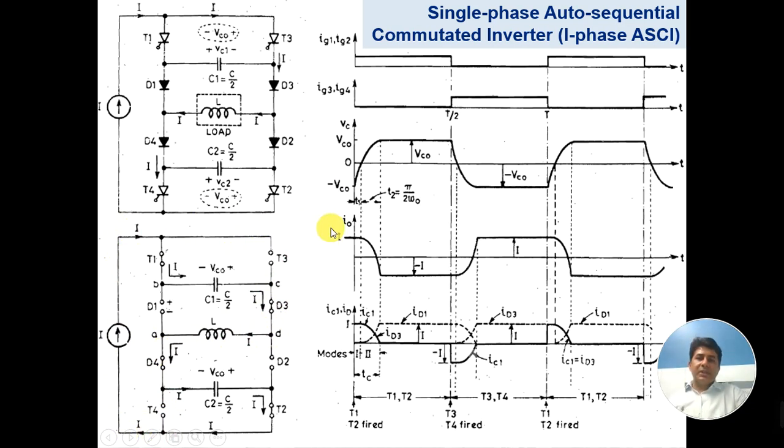So you can see from this circuit that when thyristors T3 and T4 come in at the same time, T1 and T2 get out of service. So T1 and T2 automatically get commutated when T3 and T4 come in. In a similar way, when T1 and T2 are again triggered, T3 and T4 will automatically go out. That is why it is called a single phase auto sequential commutated inverter.